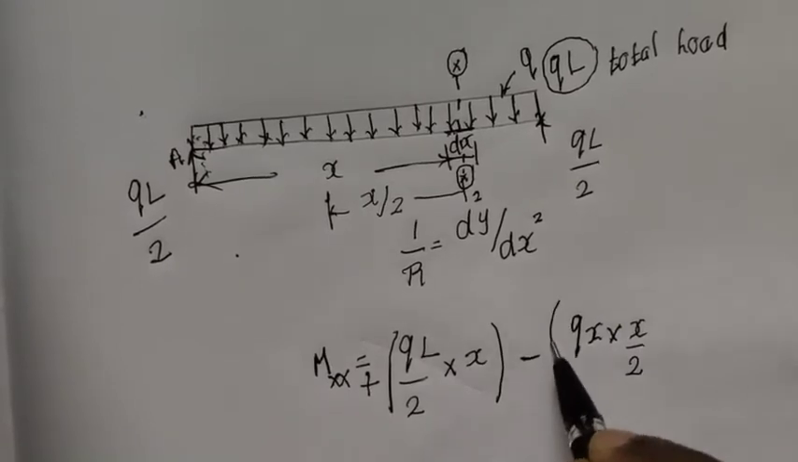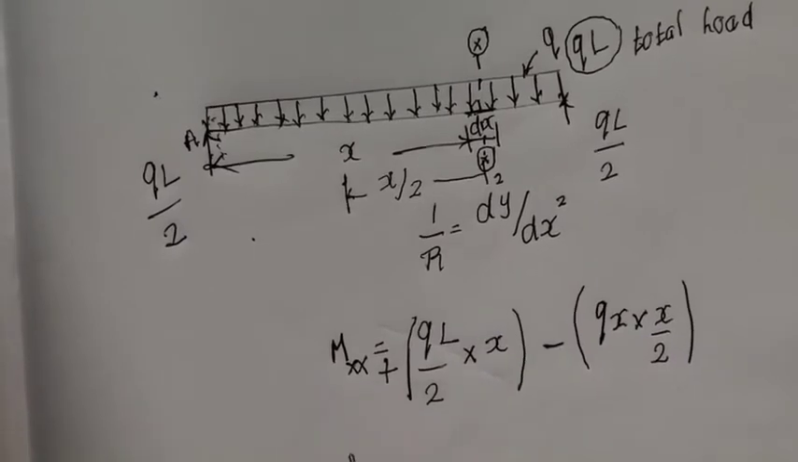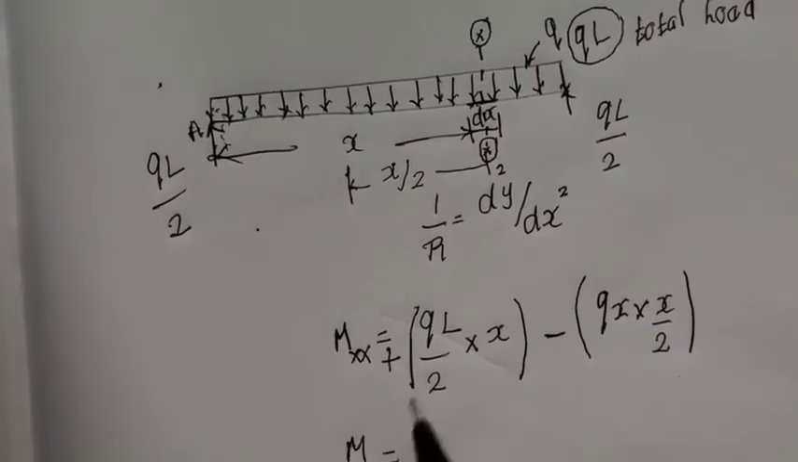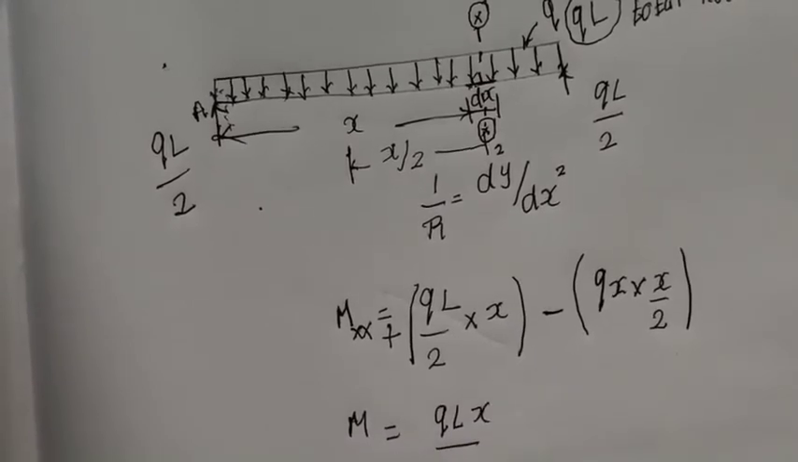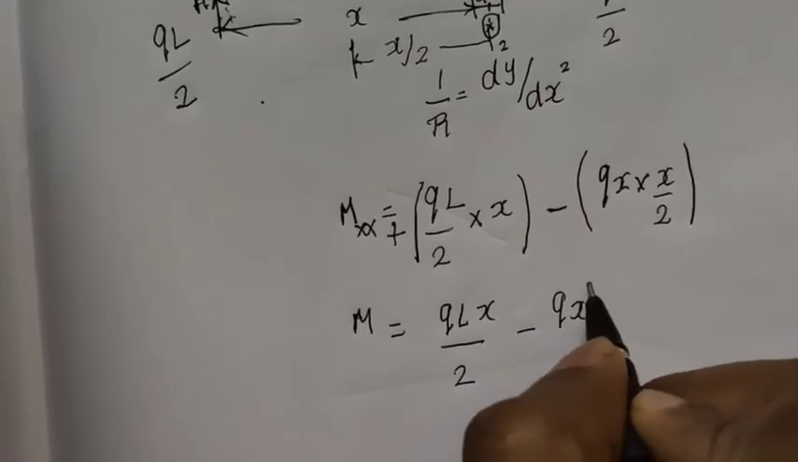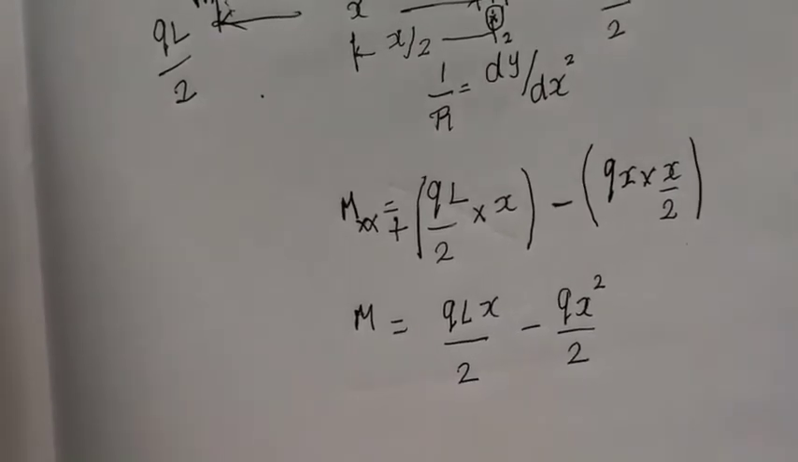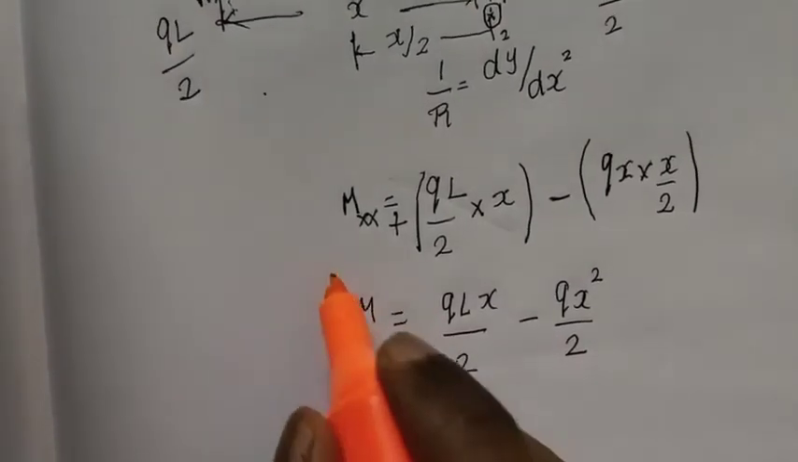So that should give us the equation for moment. So moment is equal to QLx over 2 minus Q into x squared over 2. That is the equation for moment. I'll just put a nice box here.